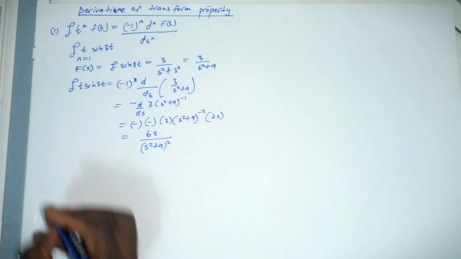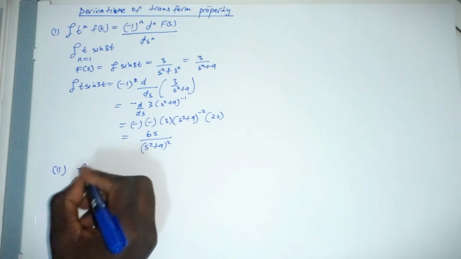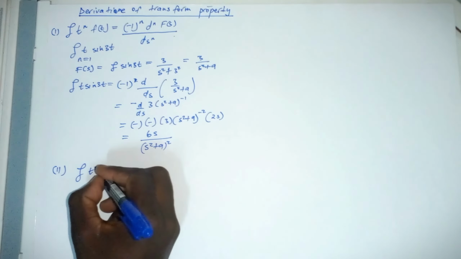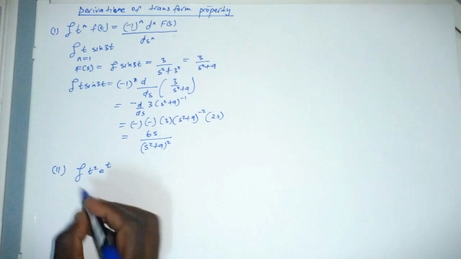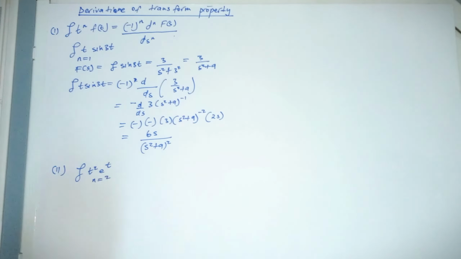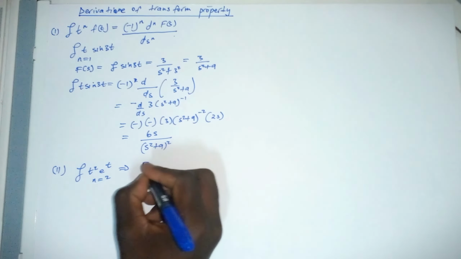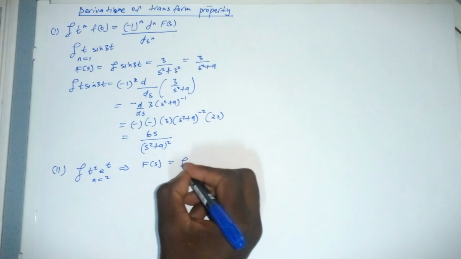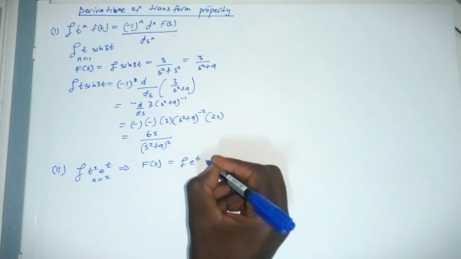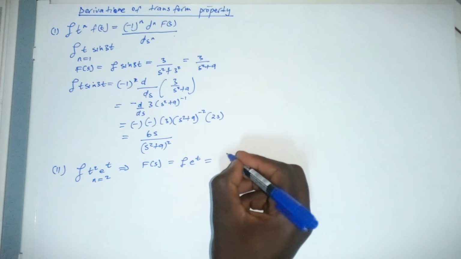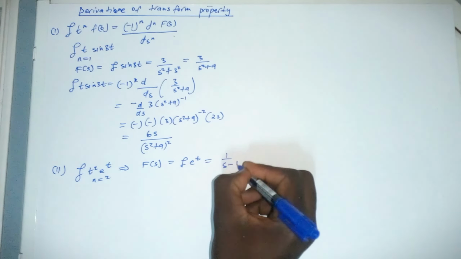Okay, I want to do another example here. I want to find the Laplace transform of t squared e to the power t. Okay, and from here we know that n is equal to 2, and we're going to use our formula. So what is going to be our formula? First of all, I want to find F(s), which is the Laplace transform of e to the power t, and that is going to be 1 over s minus 1.